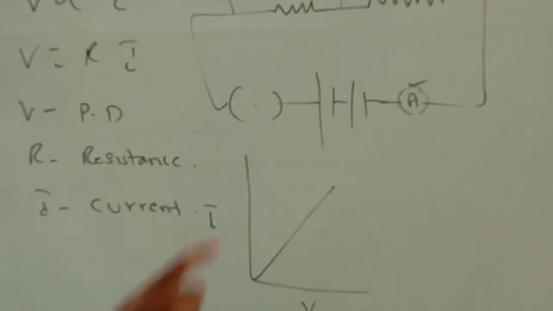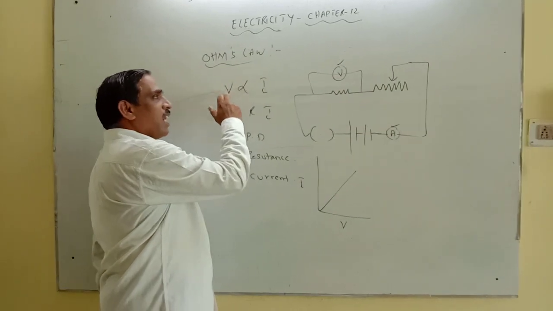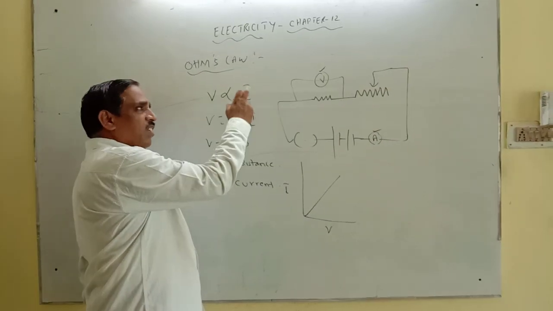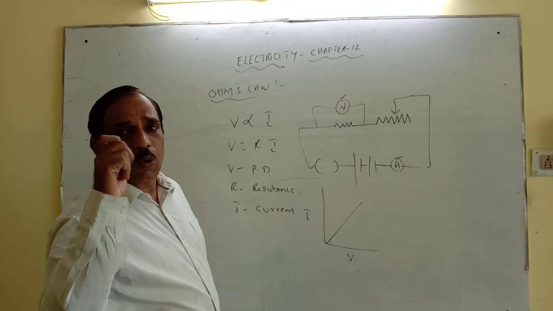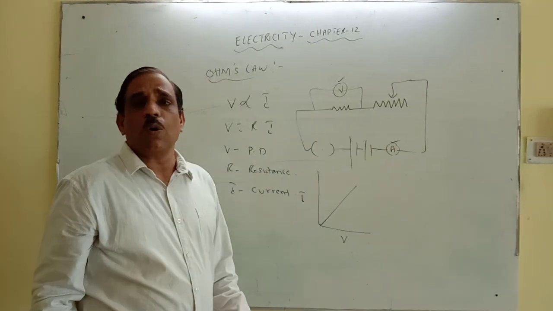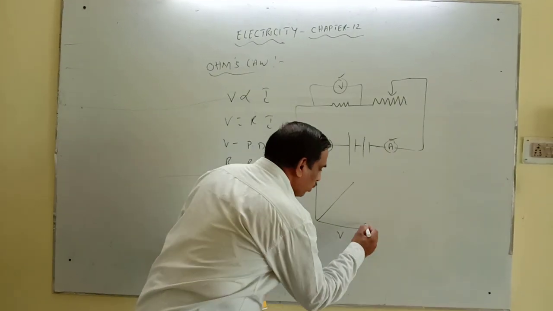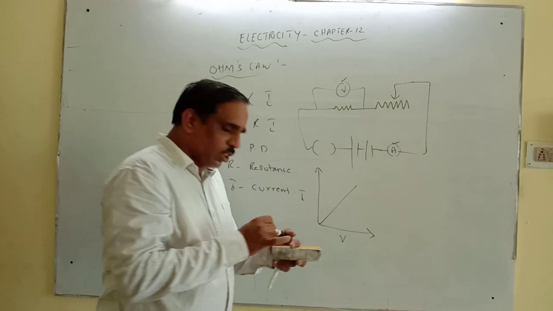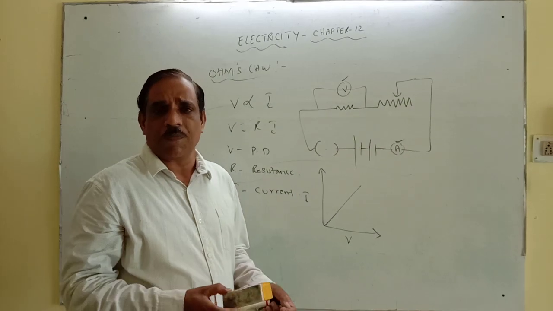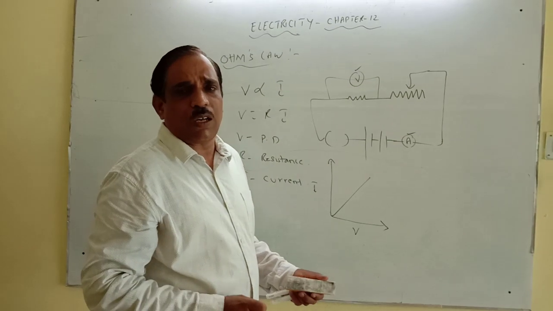All the conductors which obey Ohm's law, where the potential difference is directly proportional to the current, are called ohmic conductors. And the ones which do not obey it are called non-ohmic conductors. Okay, so this is Ohm's law, and what type of questions will we get on it? There are 4 varieties of questions that you can get on Ohm's law.